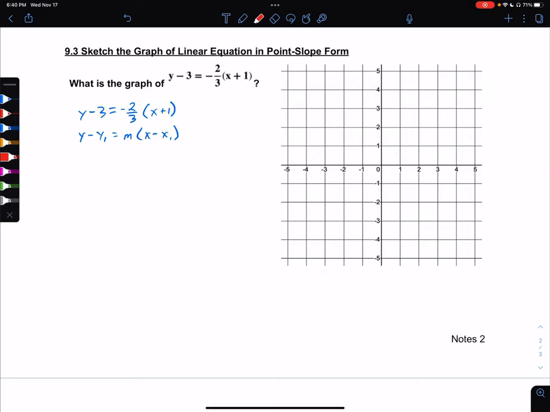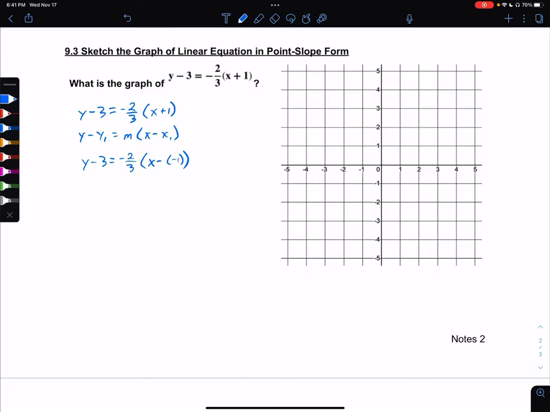So what we really have is y minus 3 is equal to negative 2/3 times x minus negative 1, right? Because this minus negative 1 is what turned into that plus 1. Okay, so I want to be careful with that. The signs are always going to be opposite, and you'll see what happens.